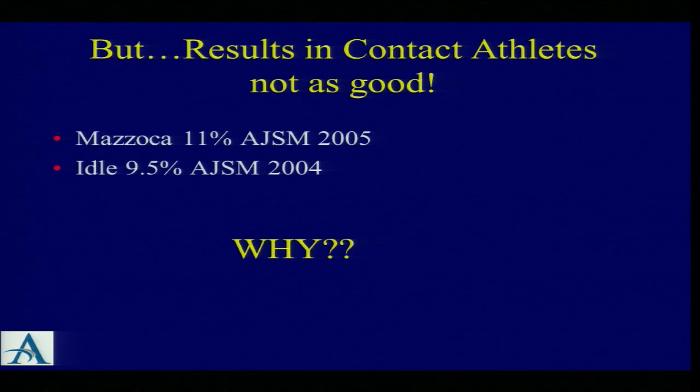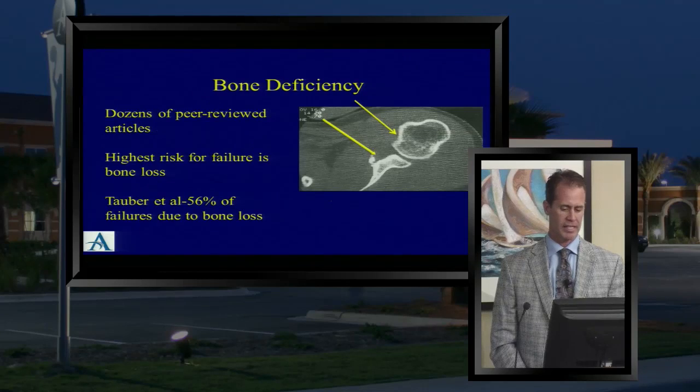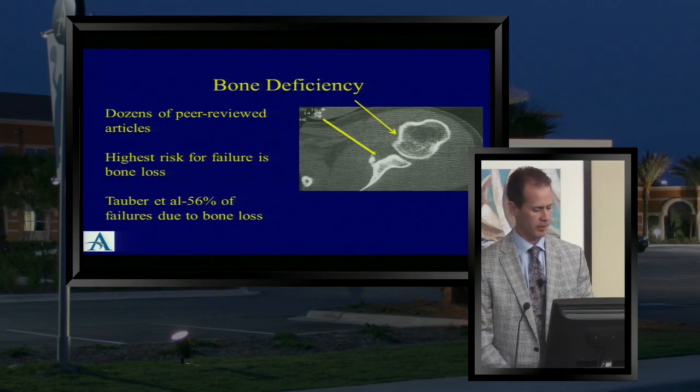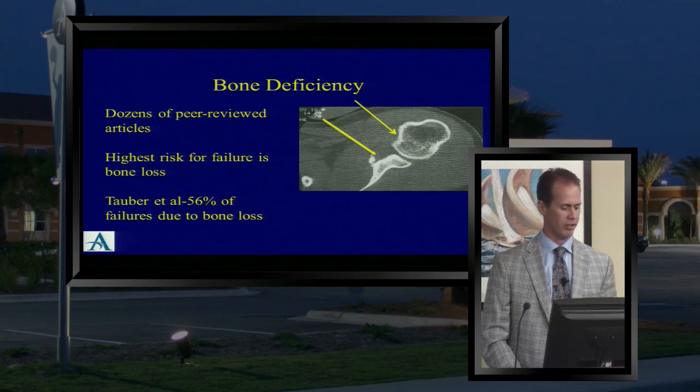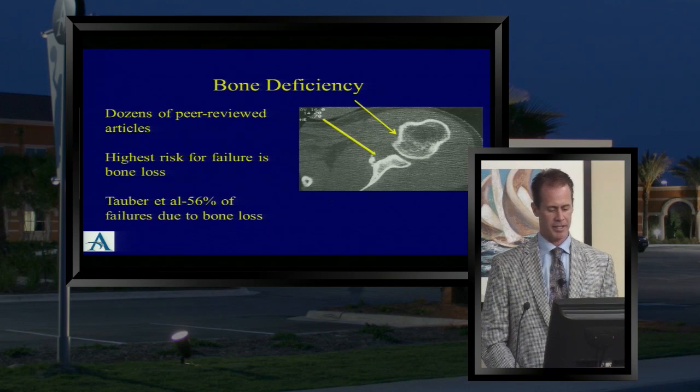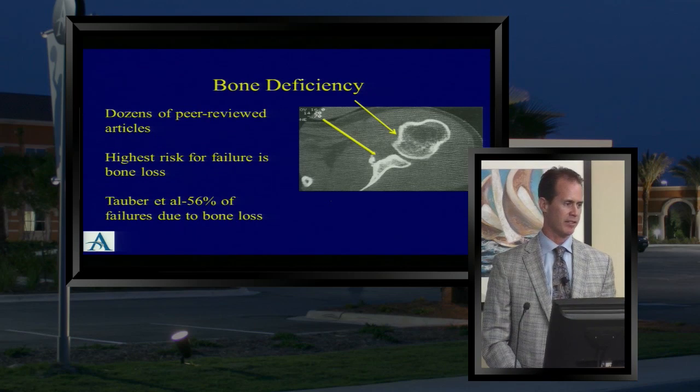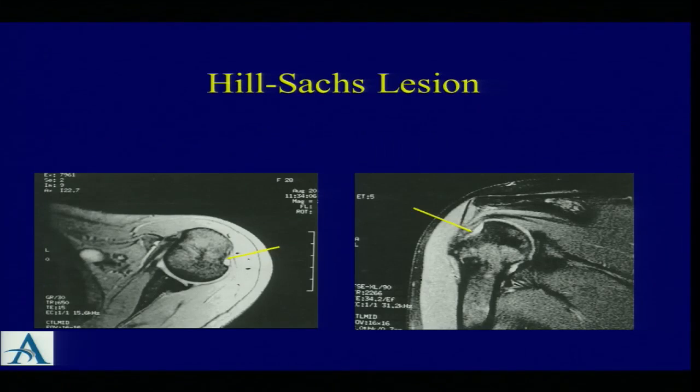So what about in contact athletes? Well, contact athletes do not have as good results across the board. Why is this? More often than not it is unrecognized bony deficiency. There are dozens of peer-reviewed articles that agree with this concept. It's estimated that, as in this study, more than half of the failures are not necessarily due to technical problems by the surgeon. It was simply an unrecognized or unaddressed bony defect.